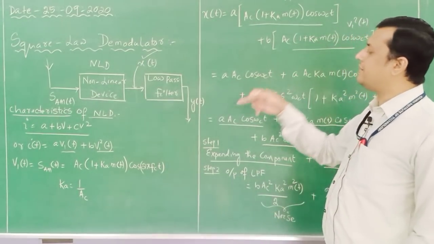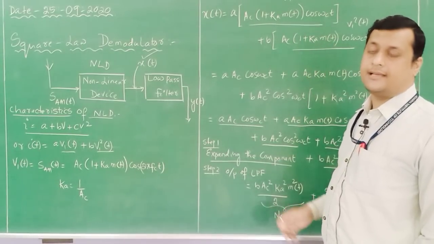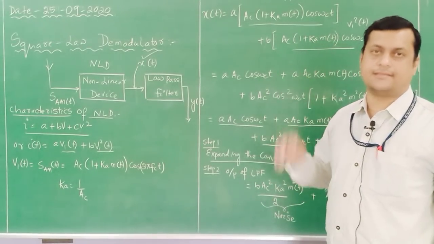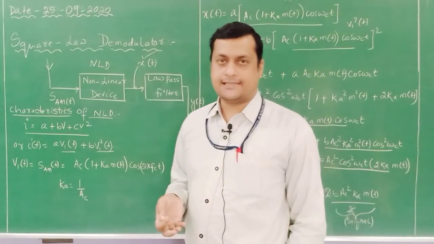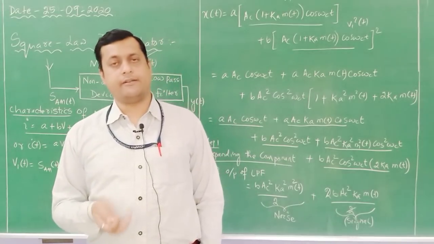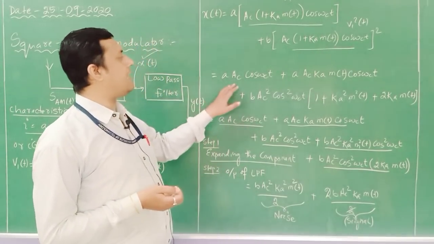In place of V1 square of t, we just have to substitute the AM signal and square it. Next step is, we need to expand this relation so that the sideband, carrier, modulating signal, and harmonic components, everything, we can get in a clear manner. So here I have expanded.